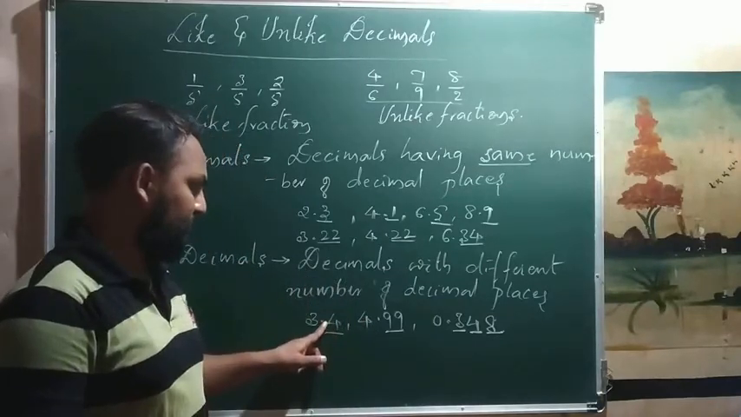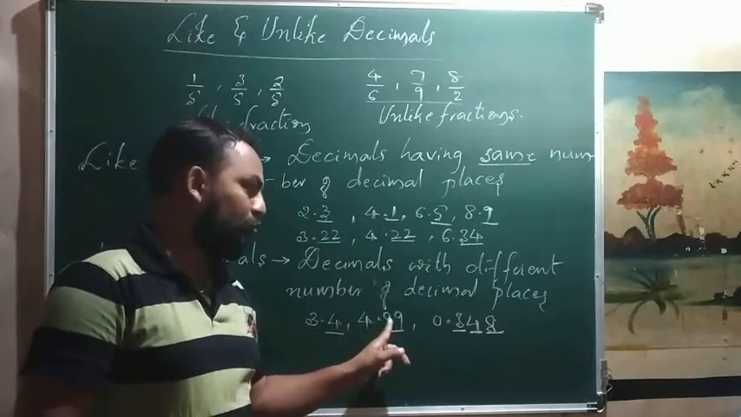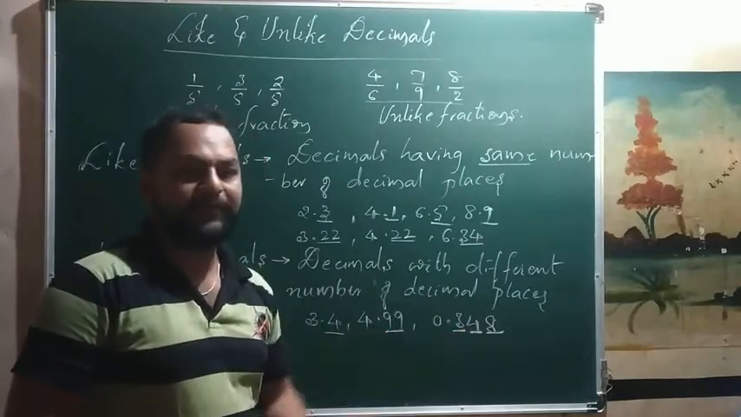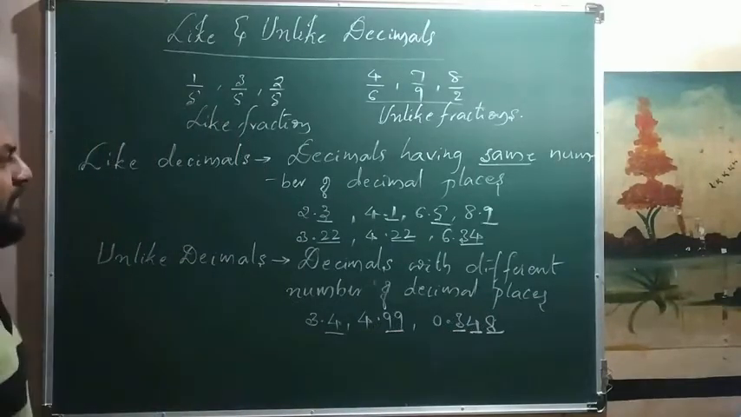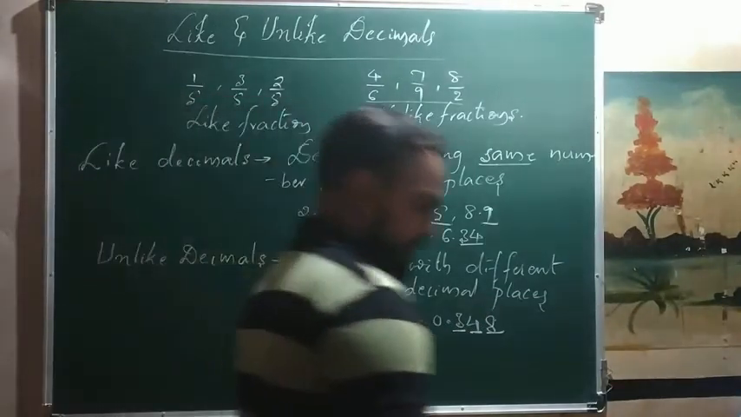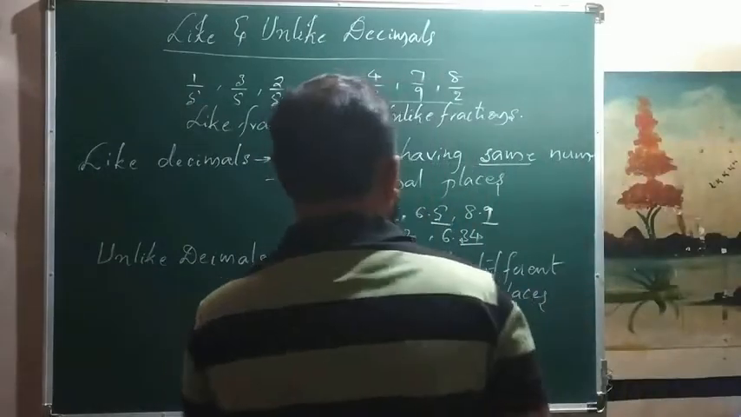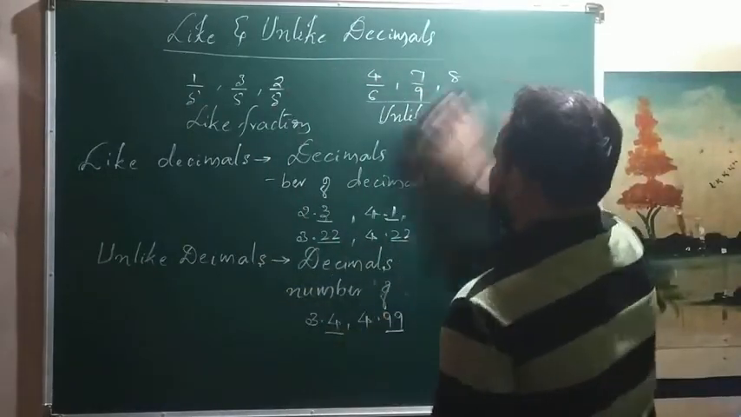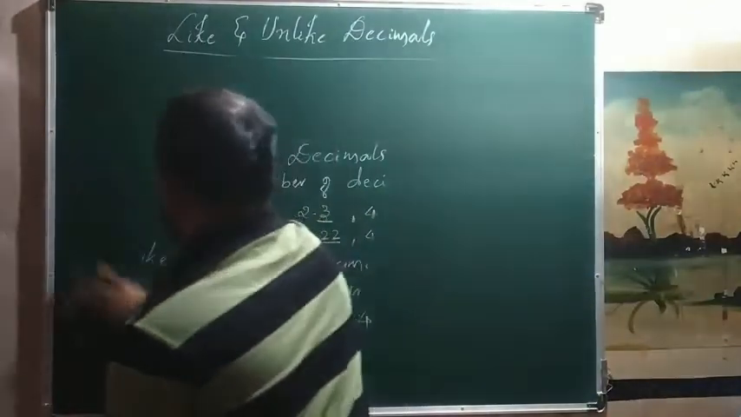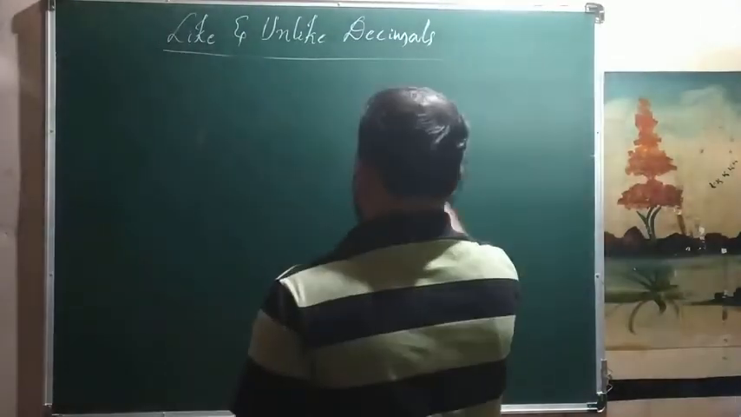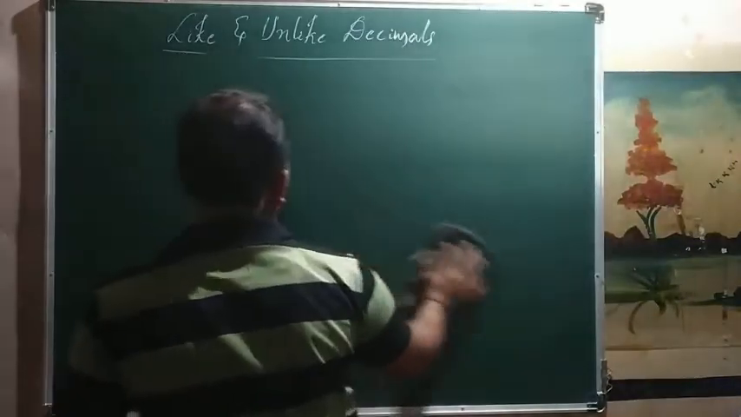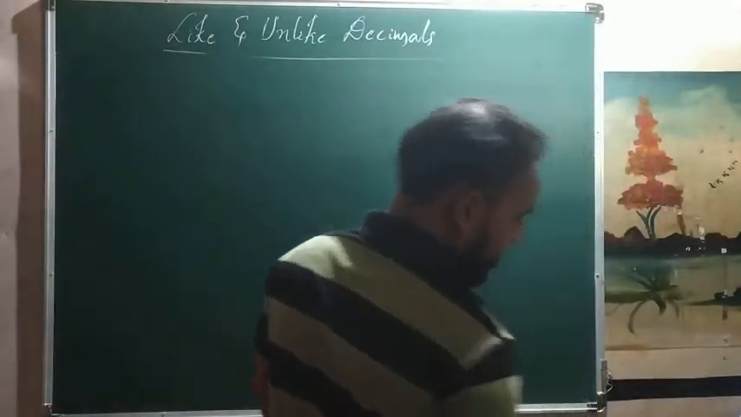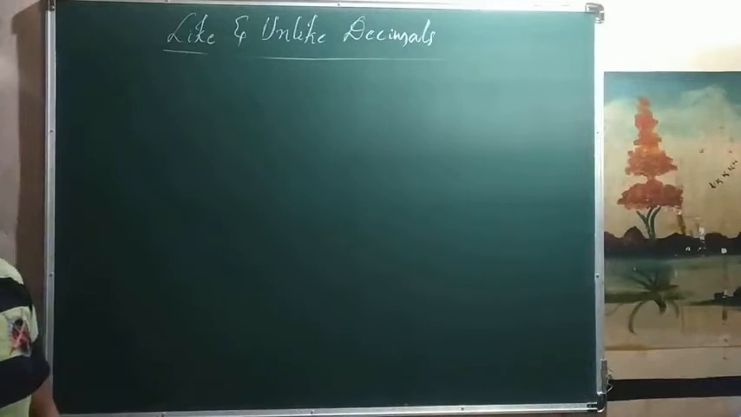Here after the decimal point, one place; two places; three places. These are the examples of like and unlike decimals. The next one: the conversion between like and unlike decimals.